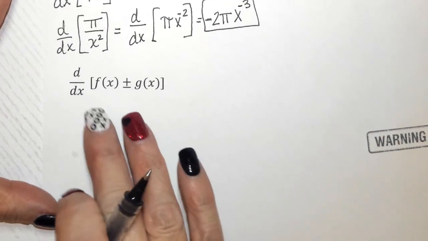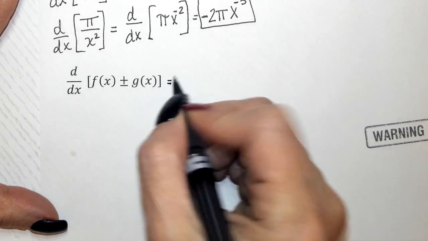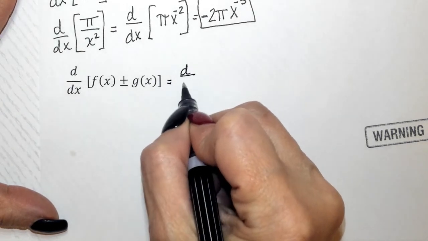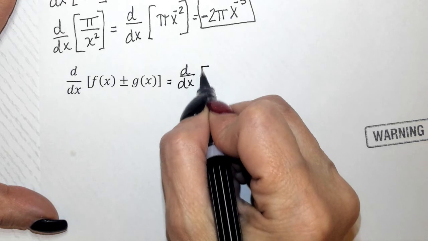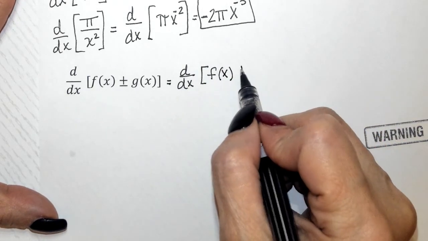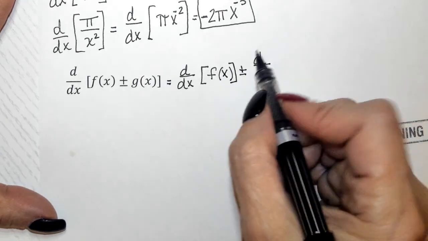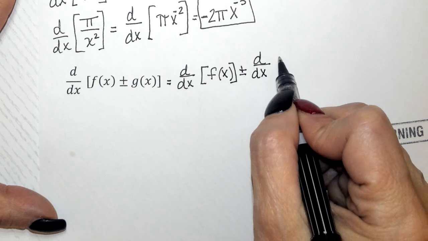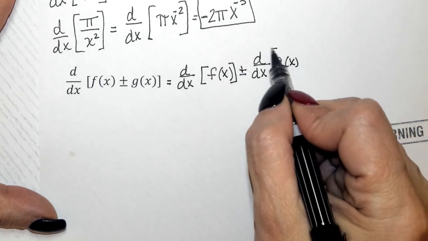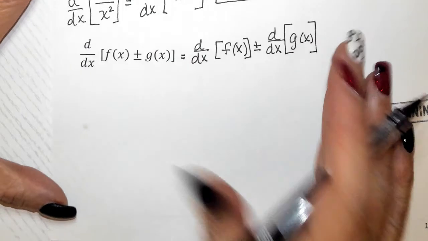All right. What if we have a problem where we're adding and subtracting? What we're going to do is take the derivative, and you're probably already thinking it. We'll take the derivative of the first, then add or subtract, and then we'll take the derivative of the other one, and we'll just add them together. Okay, so here we go.